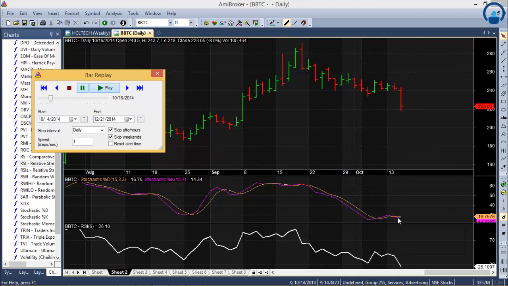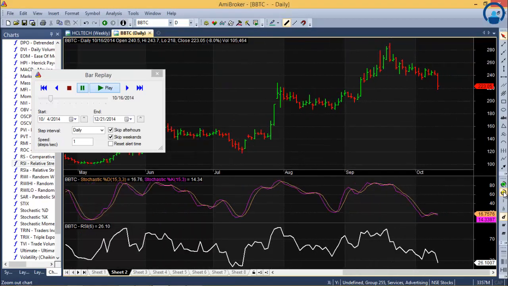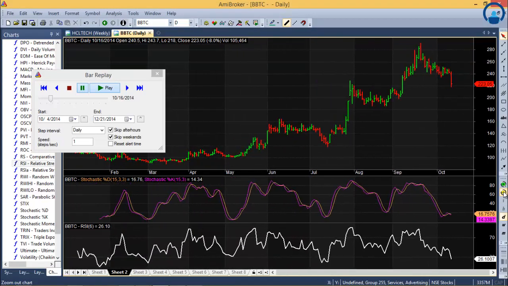You can see at the current bar, RSI has given us a reading of 26.10 and stochastic has given a bearish crossover, that is percentage K has crossed below percentage D. So this makes an important setup. Let's zoom out of the chart and see the overall market condition.